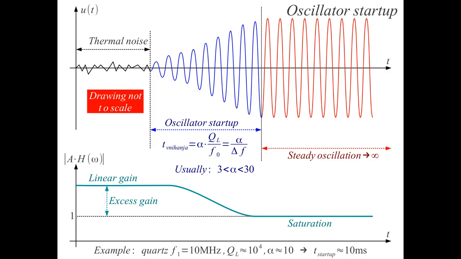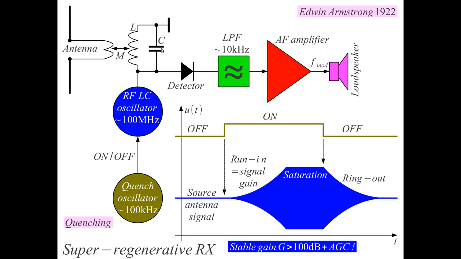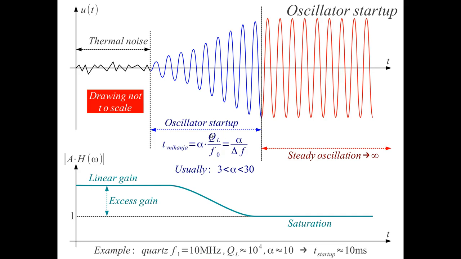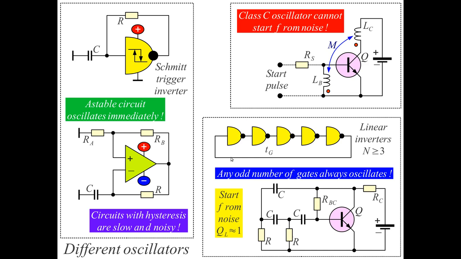As I said, a super-regenerative receiver has some tuned circuit in it, with some loaded Q. Can we do it without this loaded Q, maybe to speed up the start of our oscillator? Yes, there are other possible solutions for making oscillators. It is possible to use a class C amplifier, but a class C amplifier will not start out of random noise, because noise signals are much too small compared to the threshold of this transistor. The threshold, if it's a silicon bipolar transistor, is 0.6 volts here. So in order to start class C oscillators, we need a start pulse.